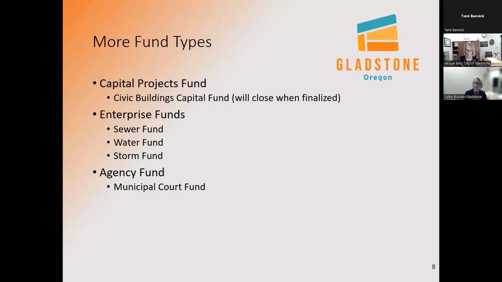Then, following, more fund types: we have capital projects funds. We recently just closed the civic buildings capital fund. We have no other capital projects funds open at this point in time. We have enterprise funds for sewer, water, and the stormwater fund. And then we have an agency fund, which is our municipal court fund.